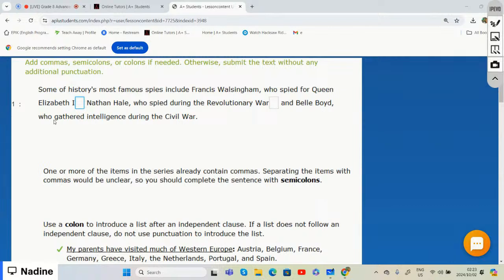All right, so now it says some of history's most famous spies, including Francis Walsingham, who spied for Queen Elizabeth the First, Nathan Hale, who spied during the Revolutionary War, and Bell Boyd, who gathered intelligence during the Civil War. If we look at that sentence, right?